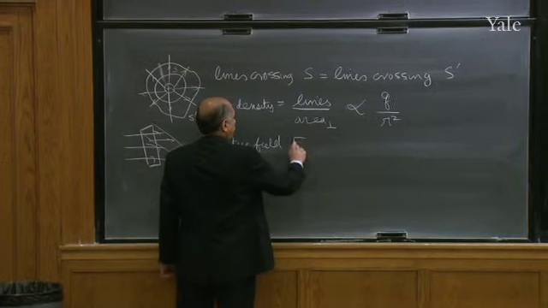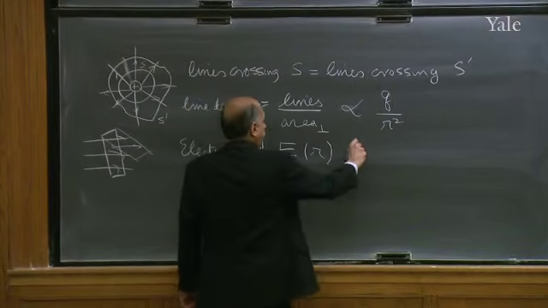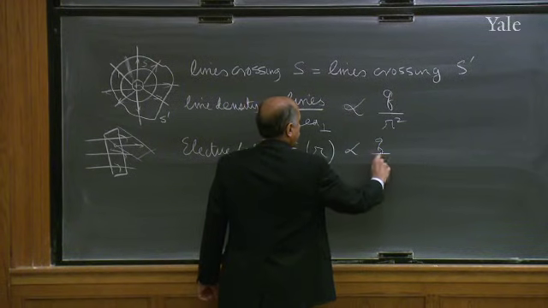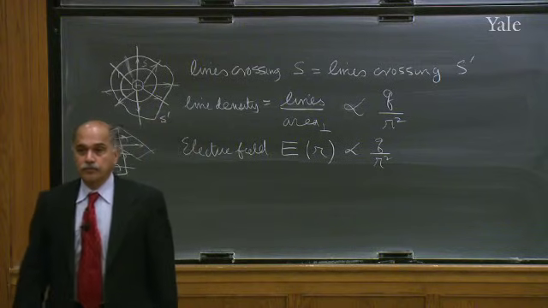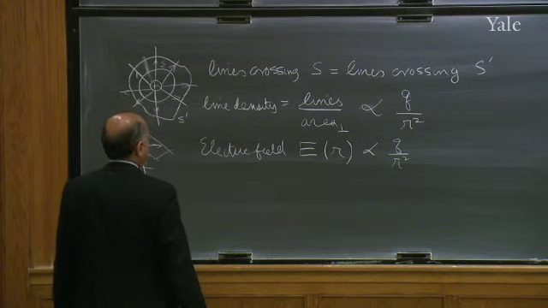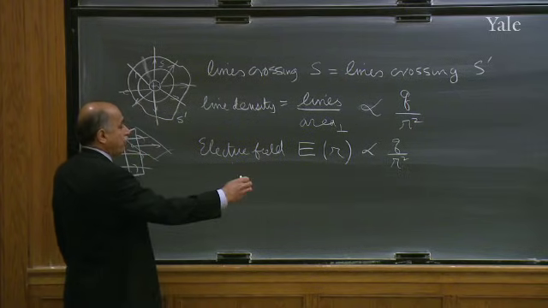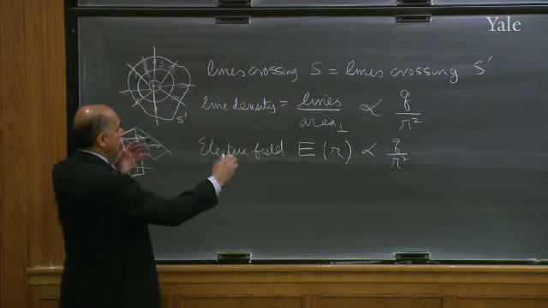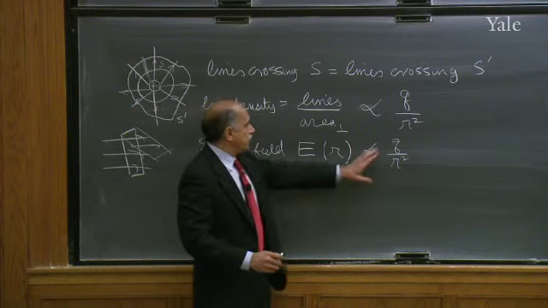The strength of the electric field, not the direction, the electric field E at radius r is also proportional to Q and also proportional to 1 over r squared. Because from Coulomb's law, the field is the force on a unit test charge. It is Q1 times Q2. Q2 is 1 because the test charge is 1, and it's Q over 4 pi epsilon 0 r squared. Forget the 4 pi. It's proportional to Q over r squared.